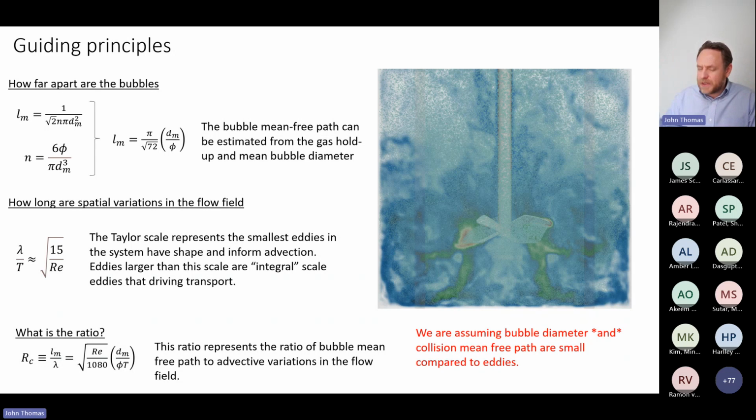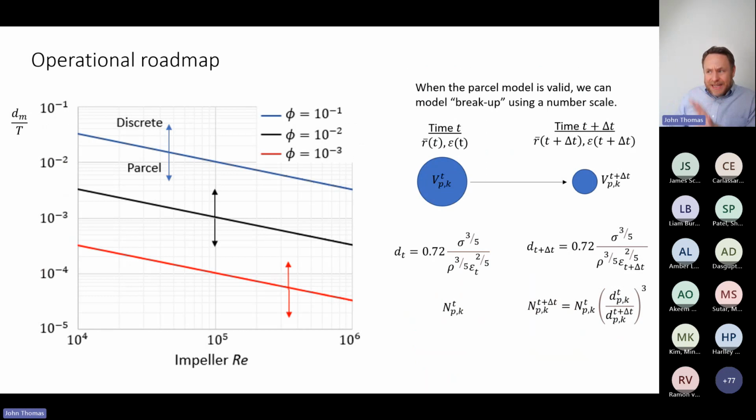But again, these conditions must be satisfied. We must have small bubbles that are diffuse relative to the Eulerian field, or the continuous phase field, I should say. I'm not going to go into this. This kind of roadmap is in the paper that was published last year. But this gives some criteria about, as a function of operating conditions, when we can say transport is diffuse versus when transport is ballistic.